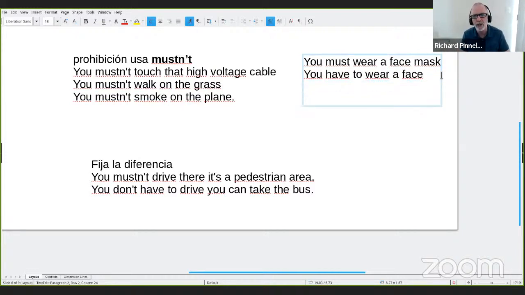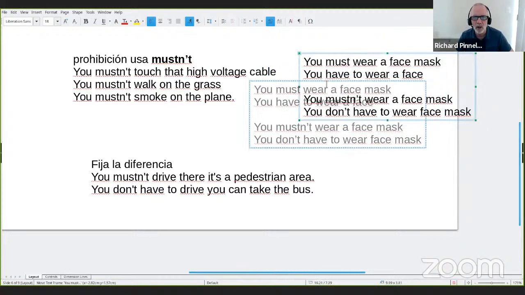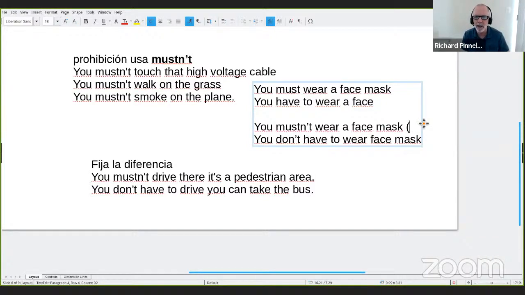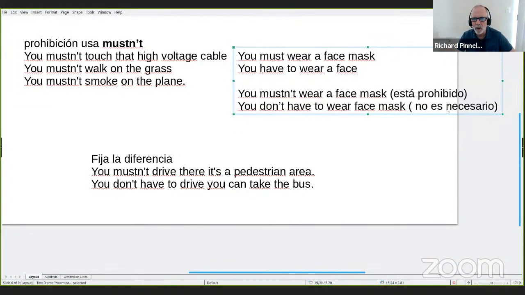Pero hay una gran diferencia entre "you mustn't wear a face mask," que significa que está prohibido, and "you don't have to wear a face mask," que significa que no es necesario. So, en el positivo son casi iguales, pero en el negativo son muy diferentes. You mustn't wear a face mask: está prohibido llevar una máscara. Pero "you don't have to" significa que no es necesario.